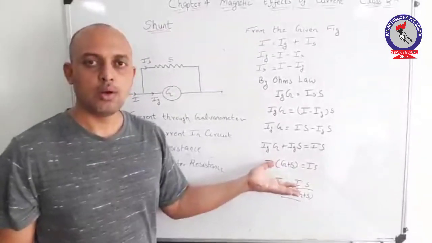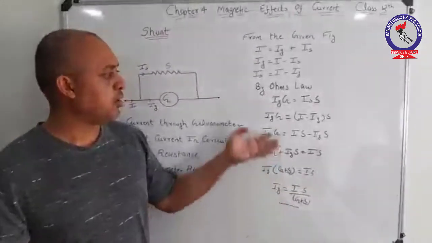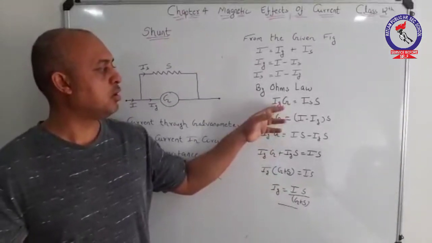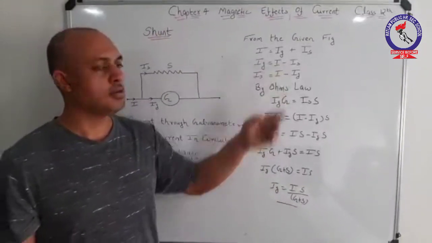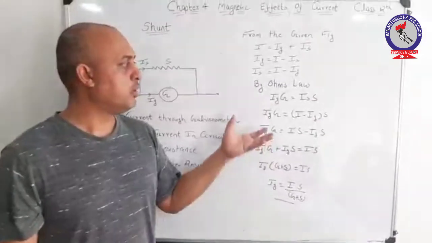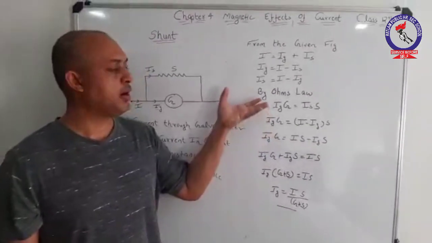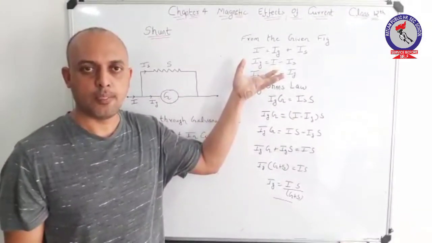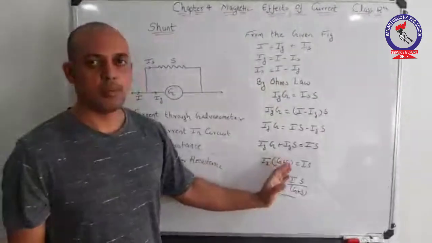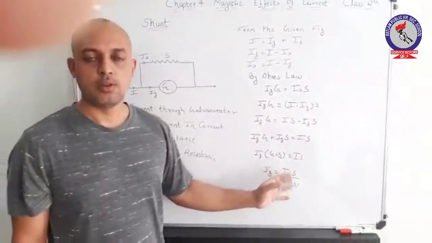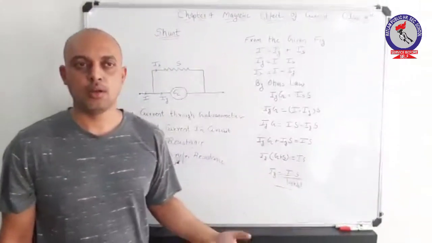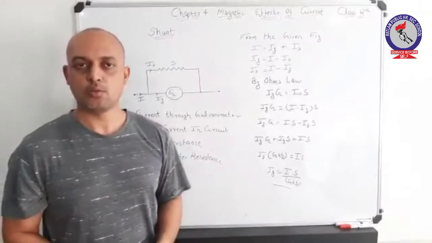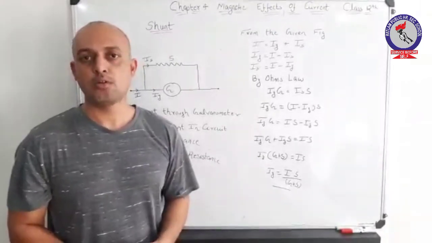In order to calculate the magnitude of shunt current, you can simply substitute in this equation the value of Ig as I minus Is. So this will give you the value and magnitude of the current which will be passing through the shunt. So this was the basic concept with the help of which we can calculate the magnitude of current passing through the galvanometer and the basic concept of shunt.